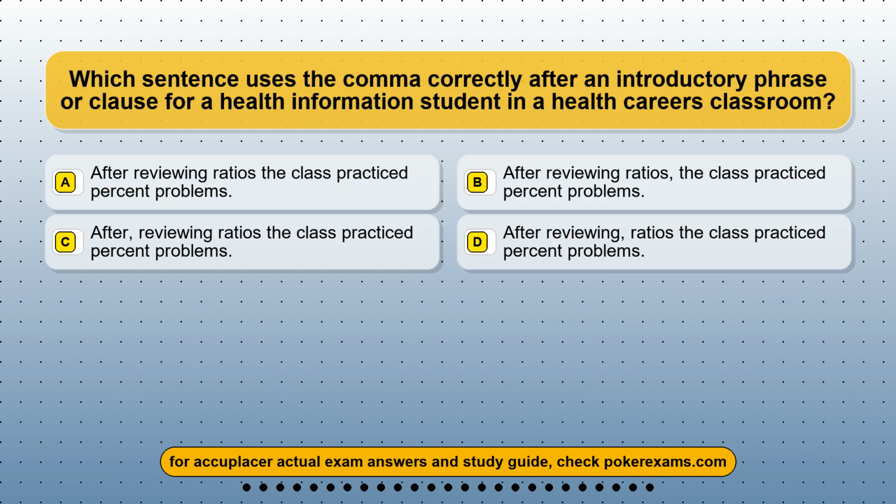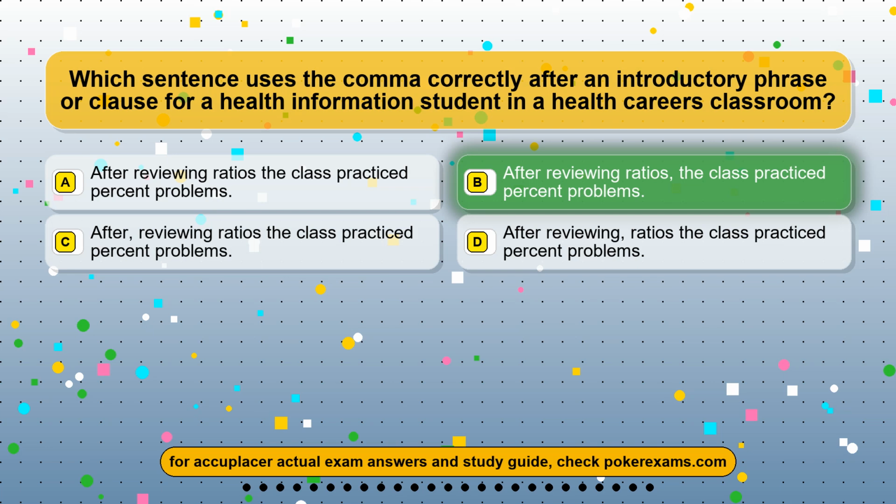Question 10. Which sentence uses the comma correctly after an introductory phrase or clause for a health information student in a health careers classroom? Option A. After reviewing ratios, the class practiced percent problems. Option B. After reviewing ratios, the class practiced percent problems. Option C. After reviewing ratios, the class practiced percent problems. Option D. After reviewing ratios, the class practiced percent problems.